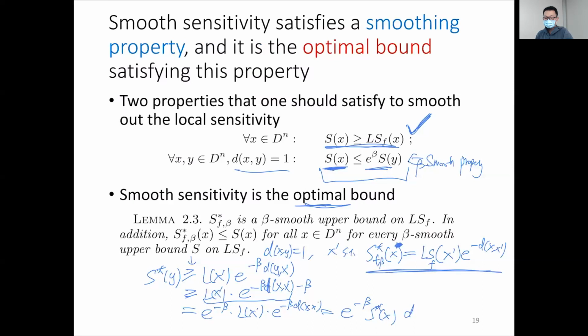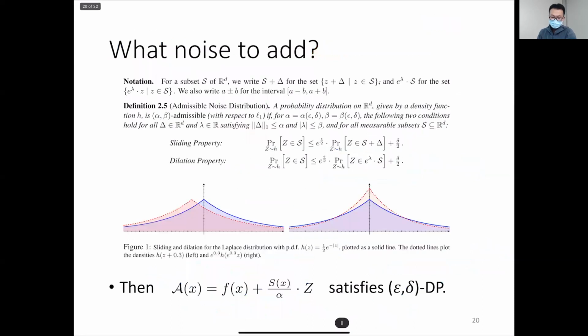Suppose we impose this additional constraint on the amount of noise that we add. Then across two neighboring data sets, the amount of noise that we add also needs to change only a little. If I calibrate according to the smooth sensitivity, the noise is going to change by at most e to the power of beta. When beta is small, that's changing the variance only a little. So that's why smoothing is useful.